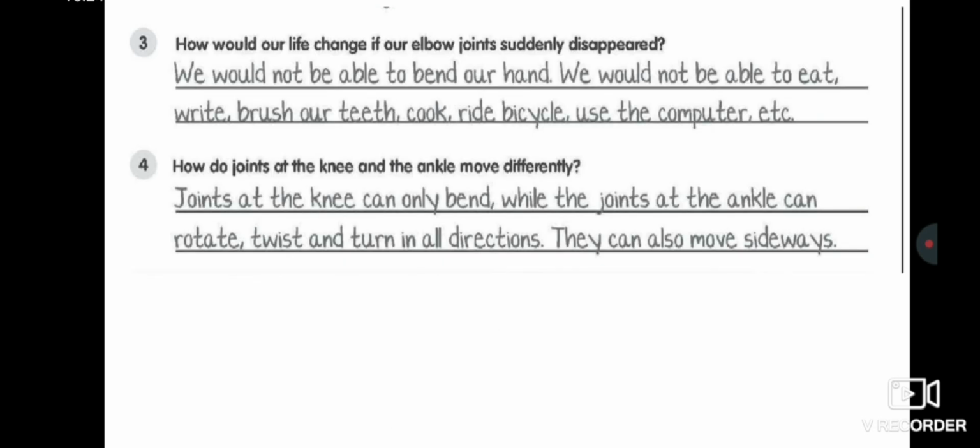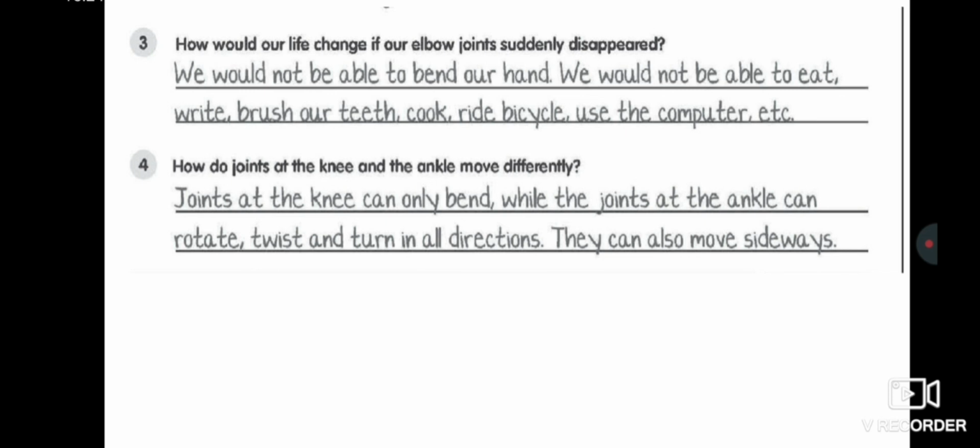Question number 3 is, how would our life change if our elbow joints suddenly disappeared? We would not be able to bend our hand. We would not be able to eat, write, brush our teeth, cook, ride bicycle, use the computer, etc.